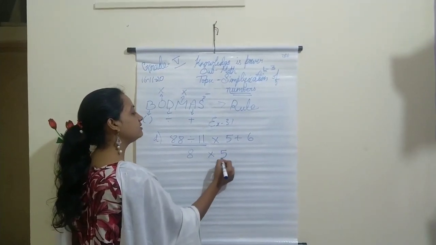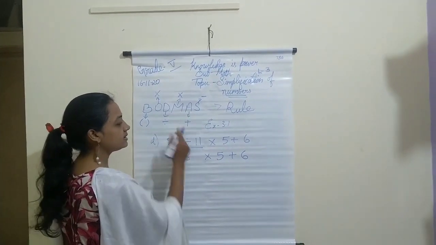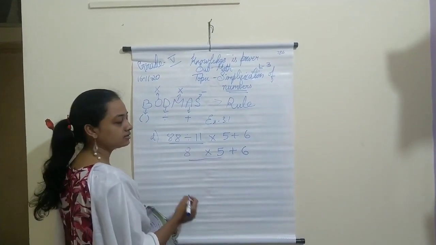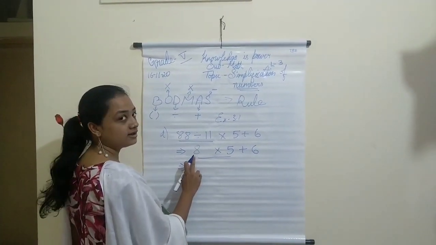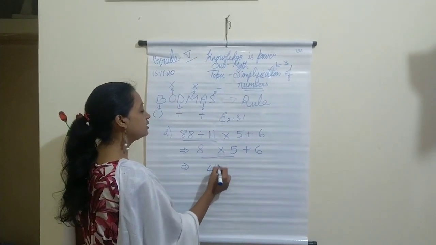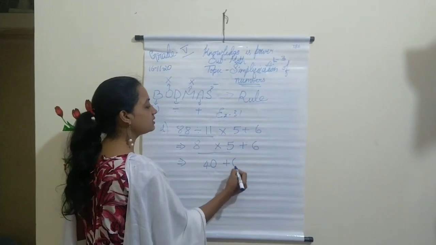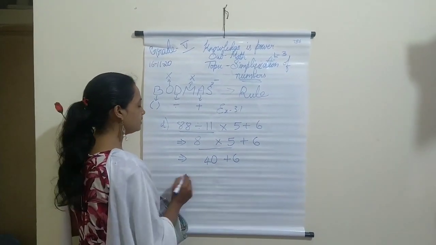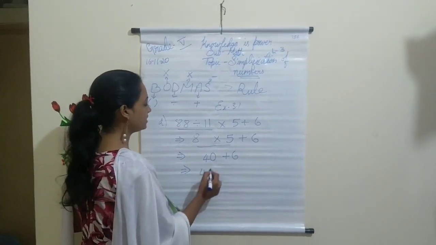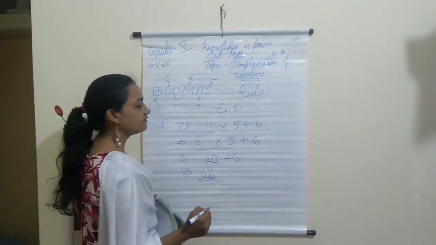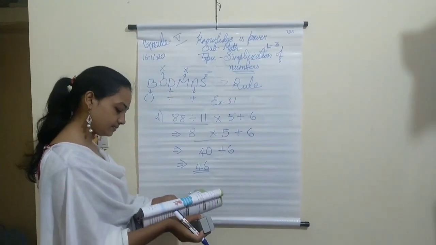Next I write all the numbers as it is. Now next symbol is multiplication I should solve. And then come for the next step. What is 8 5s? 8 5s is 40. 40. And my next leftover is plus 6. Now solve this addition. 40 plus 6 is 46. So this is my final answer. Now we finish the D1.